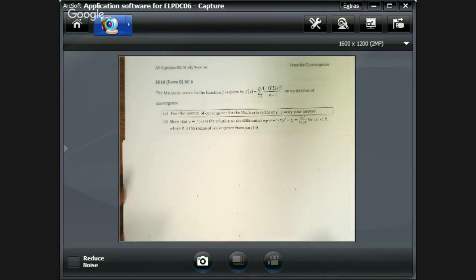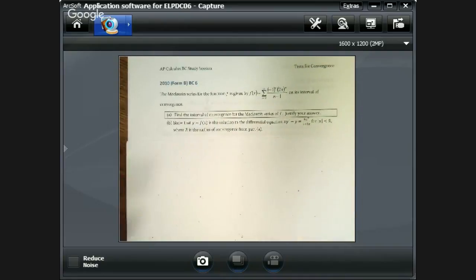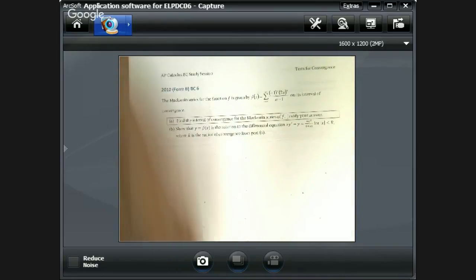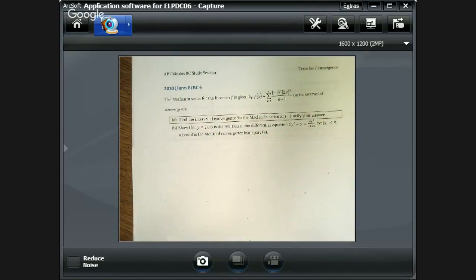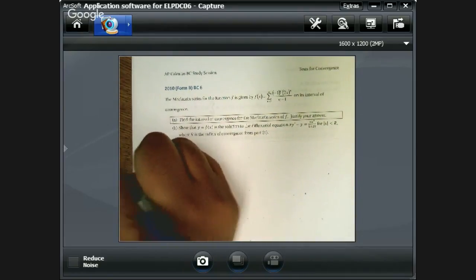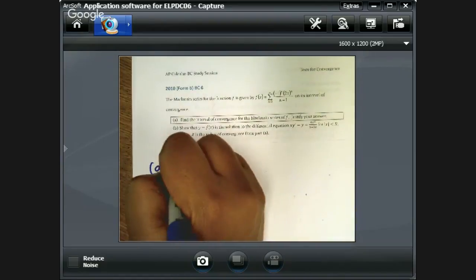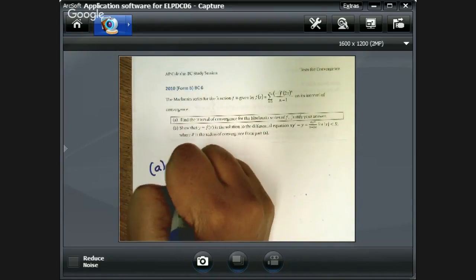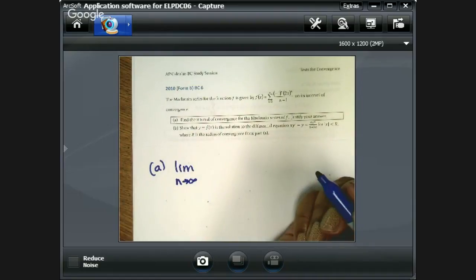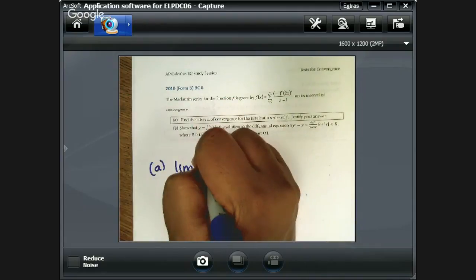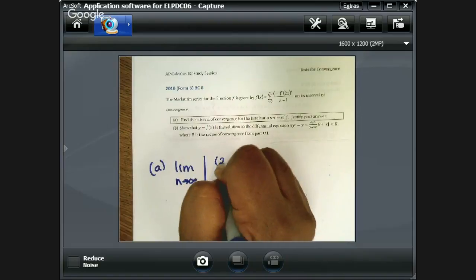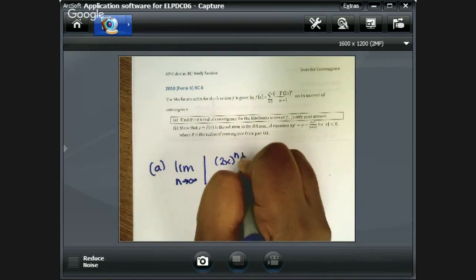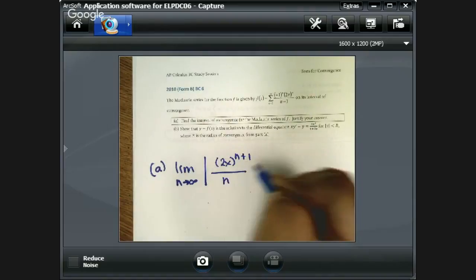So we want to find the interval of convergence for the Maclaurin series. We're just going to look at part A. We're not going to look at part B at all. So for part A, we want to find the interval of convergence. You should just automatically launch into the ratio test unless you see that it's a geometric series or something, which this one is not. So this is the limit as n goes to infinity of 2x to the n plus 1 power, over n.